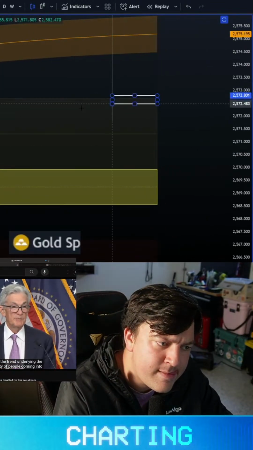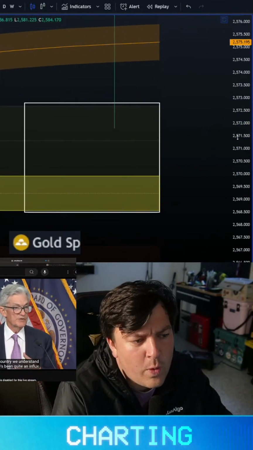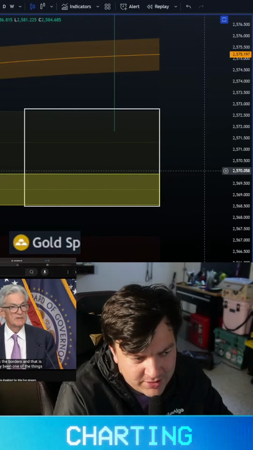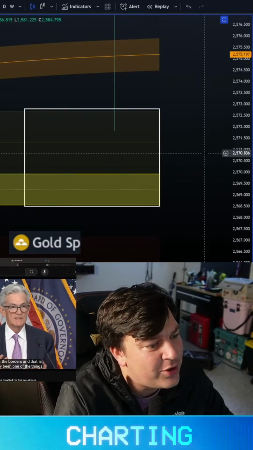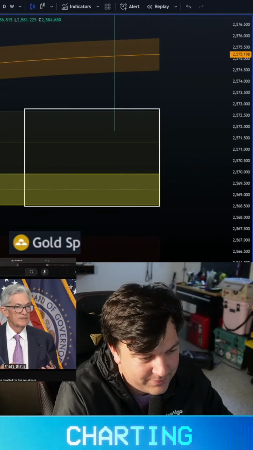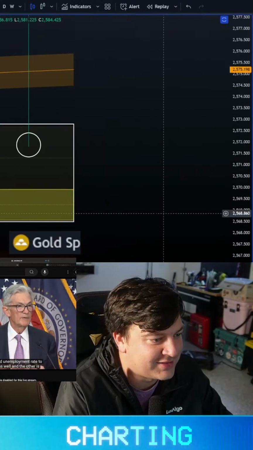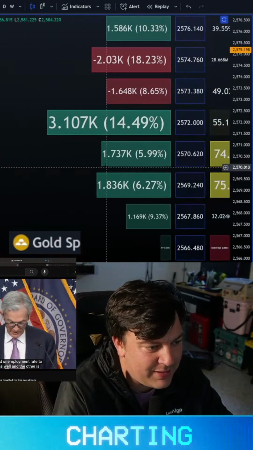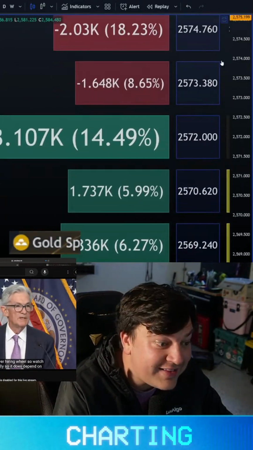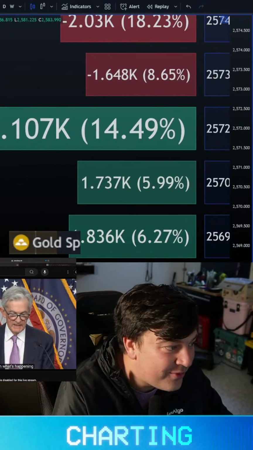We understand there's been quite an influx across the borders, and that has actually been one of the things that's allowed the unemployment rate to rise. And the other thing is the slow hiring rate, which is something we watch carefully. So it does depend on what's happening on the supply side.